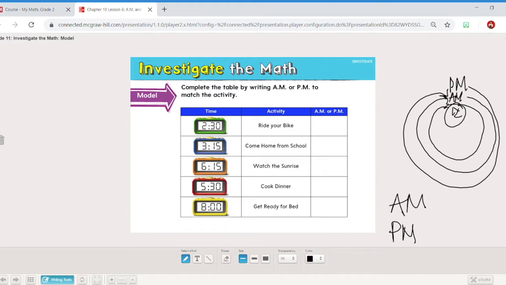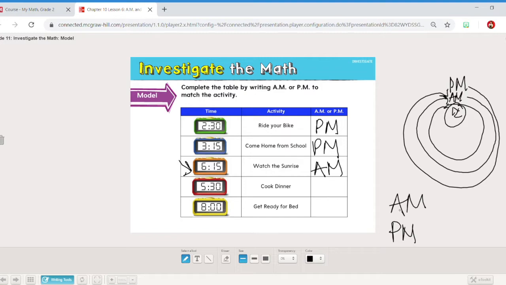Ride your bike. Are you going to ride it at 2:30 a.m. or 2:30 p.m.? Well, 2:30 a.m., I would hope you're fast asleep because it would still be dark out. It would be PM because that's in the afternoon. Come home from school, 3:15. Again, it makes the most sense to be PM because if it was AM, you would be in the middle of the night. It'd still be dark out. Watch the sunrise. Well, the sunrise happens first thing in the morning, so 6:15 would make the most sense to be AM, in the morning.